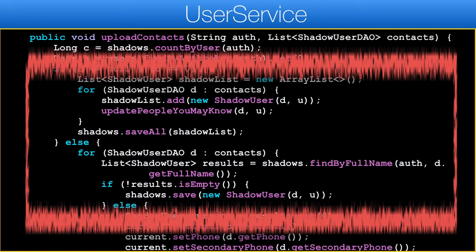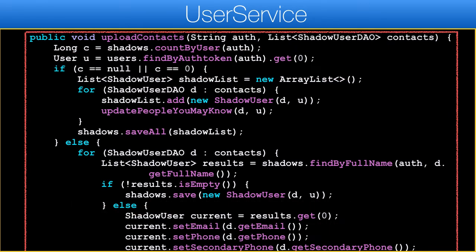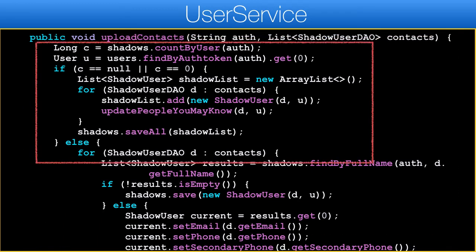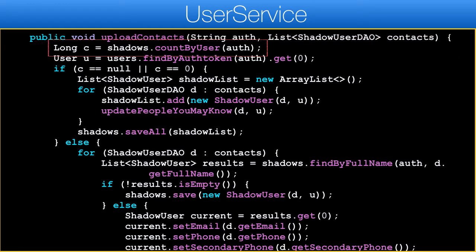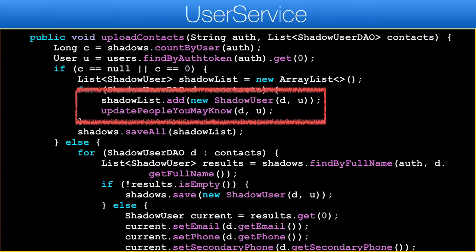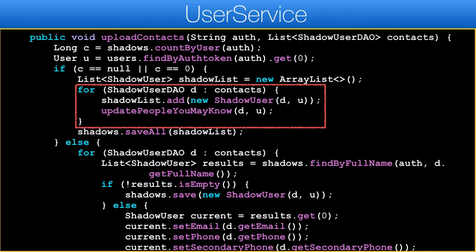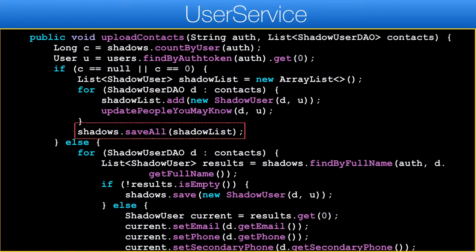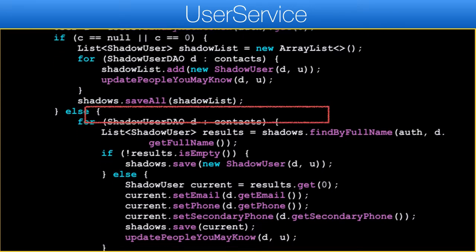The last method for user service is the uploadContacts method. It's invoked when the user uploads the contacts from his phone. If we uploaded contacts in the past, it's a good idea to try and merge with what we have. So we can check that by running a count query. For every contact we find, we check to see if there is a user in the system, and if so, we add that user to the people you may know list. When adding a lot of elements, using save all is much faster than save.